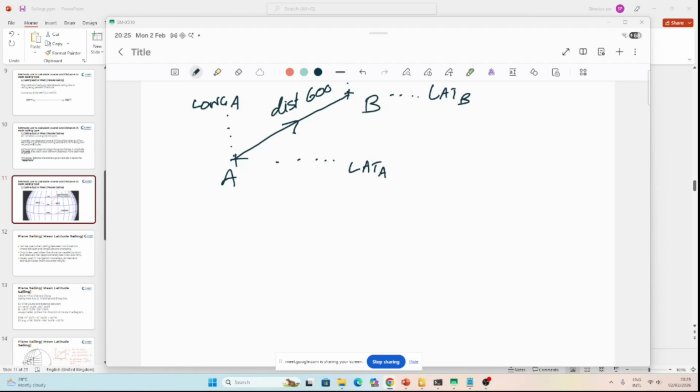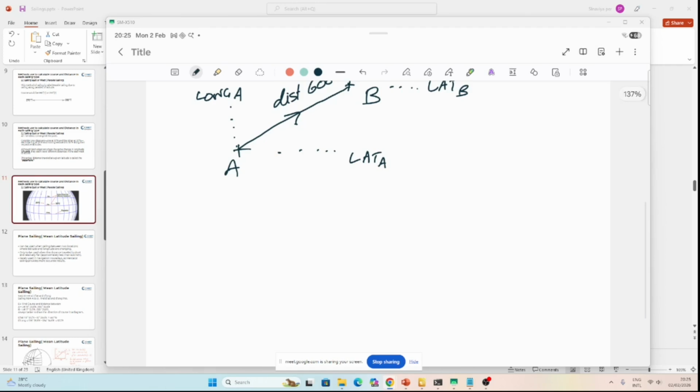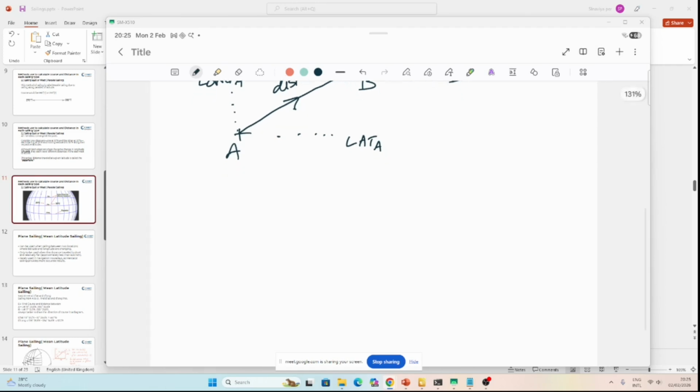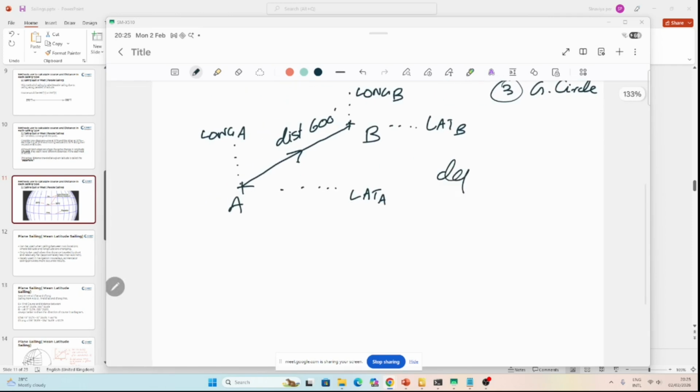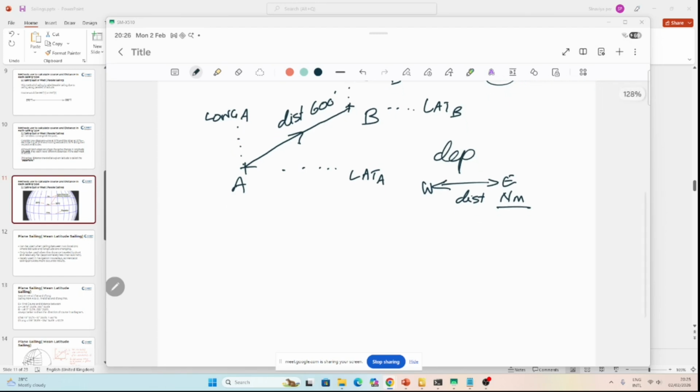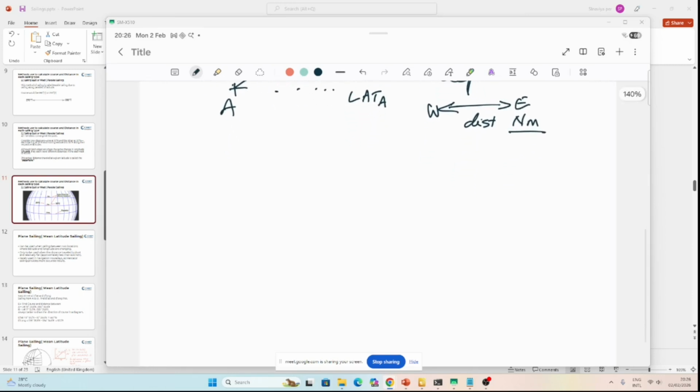So now, let's look at how to prove plain sailing. So you have to basically remember what departure is. Departure is what basically? The east-west distance, this is east, this is west, distance in nautical miles. That is departure. Just remember the definition, okay? East-west distance in nautical miles. So that is departure, right?